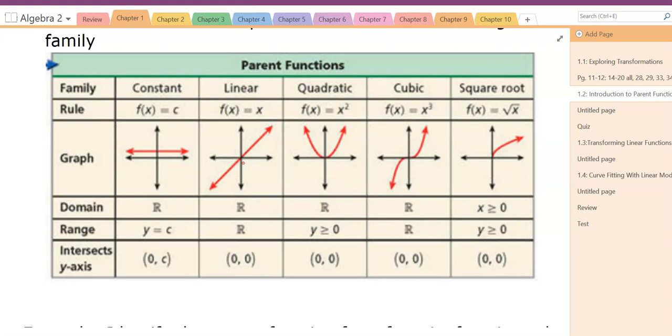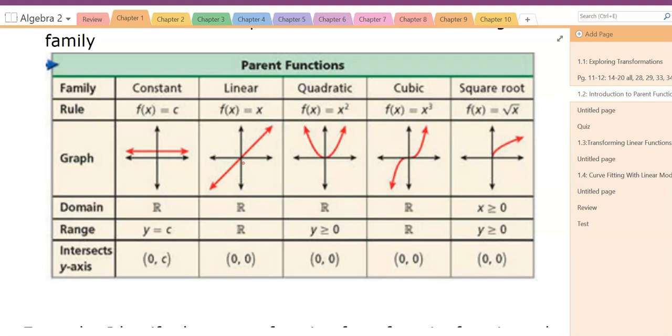Next would be the cubic function. This one looks a little bit different because you've got part of it going up into quadrant 1, and then this part going down into quadrant 3. If you don't remember what your quadrants are, they make up the 4 places in your coordinate plane. You start in the top right corner, that's number 1, and then you go around counterclockwise, so it makes kind of like a C. 1, 2, 3, 4.